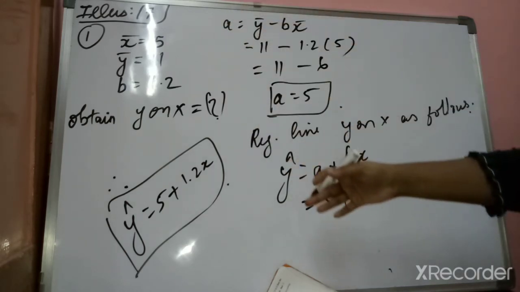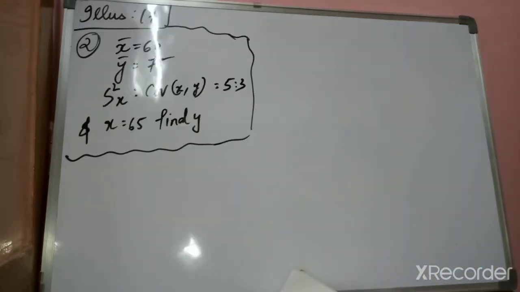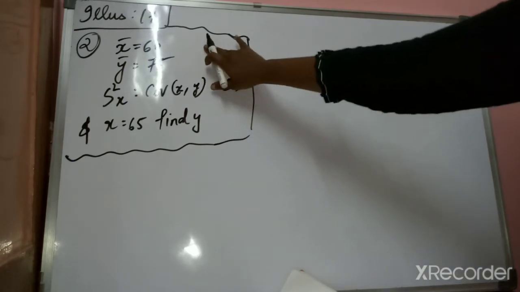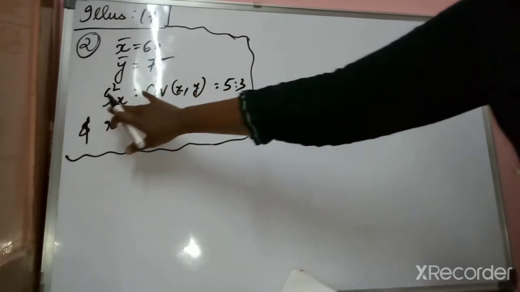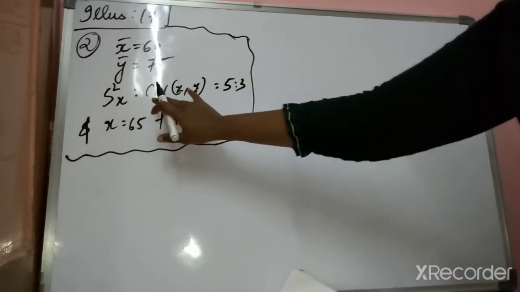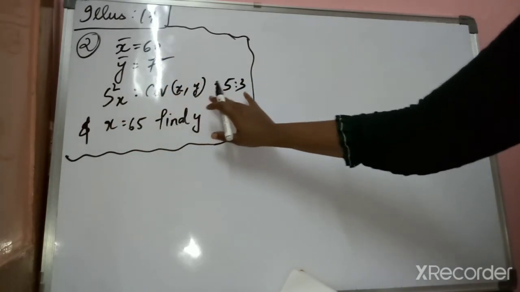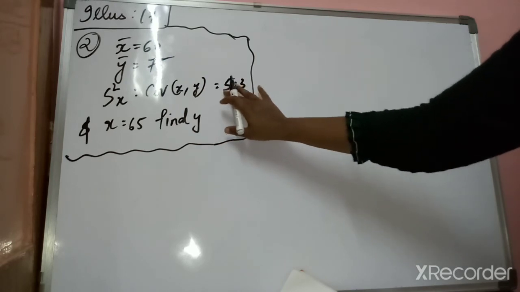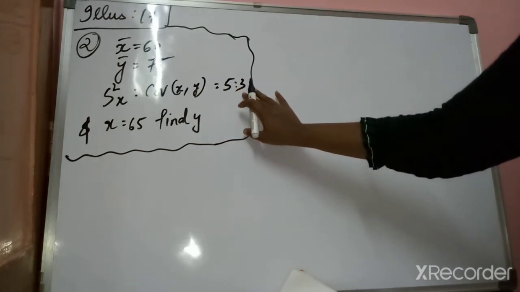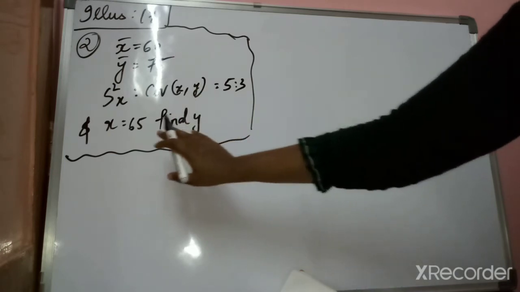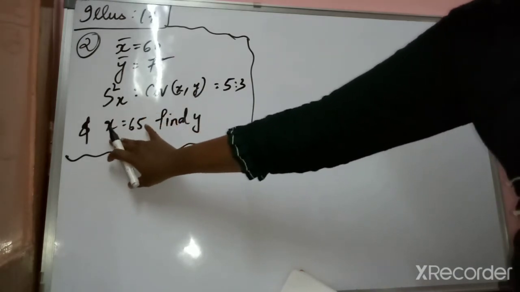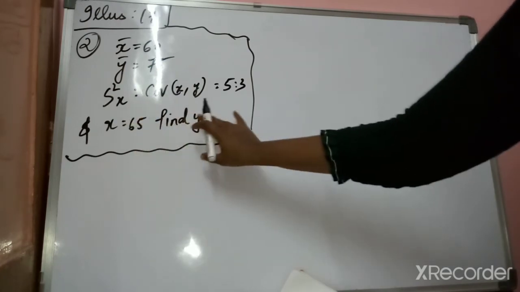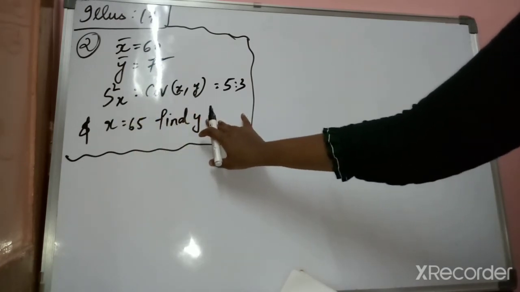Now let's do the second one. Look, for the second question, this much data has been given to you. X bar is equal to 60, y bar is equal to 75, and the ratio of s square x to covariance xy is given to you as 5:3. In the last they are saying obtain y on x, and after that the x value 65 is given to you. So find out the value of y. How would you find it?